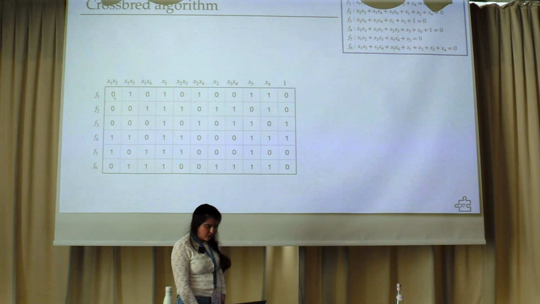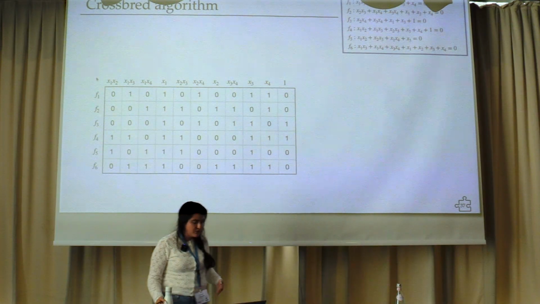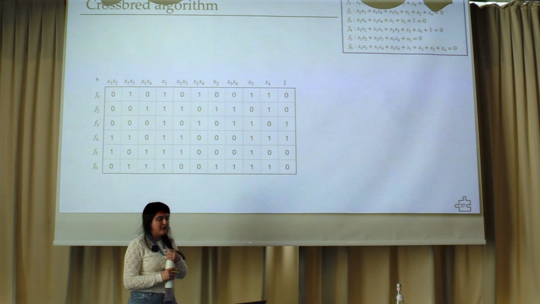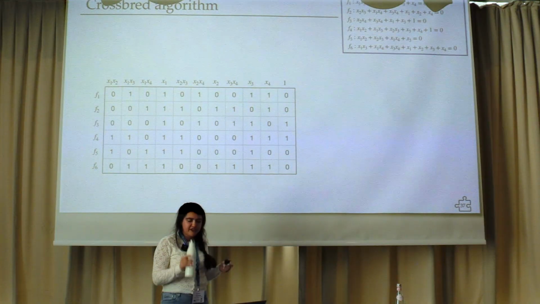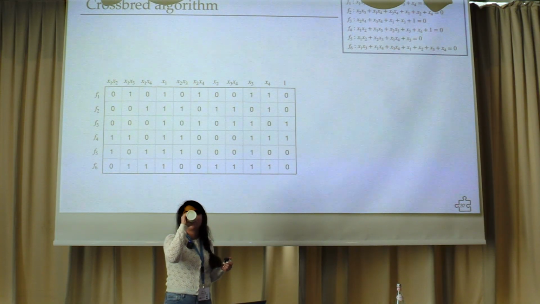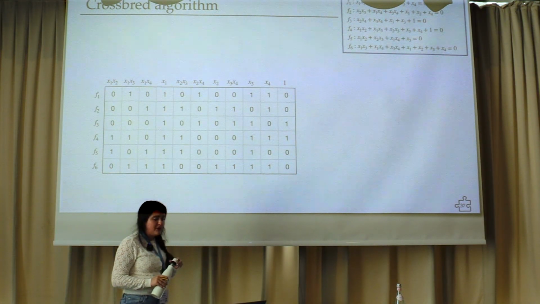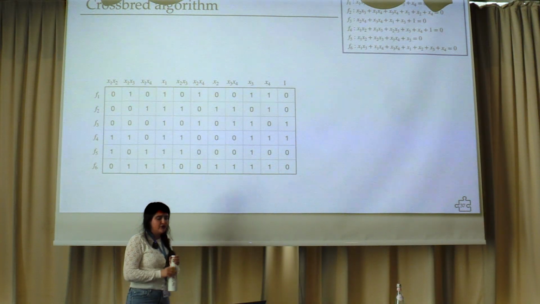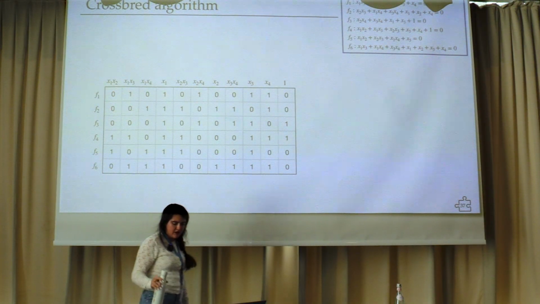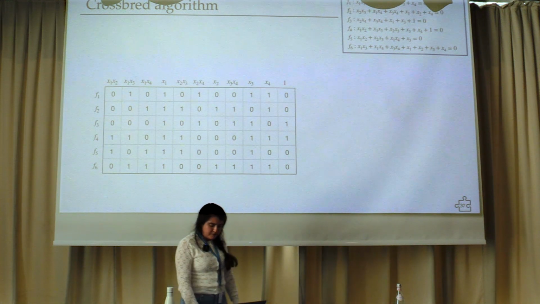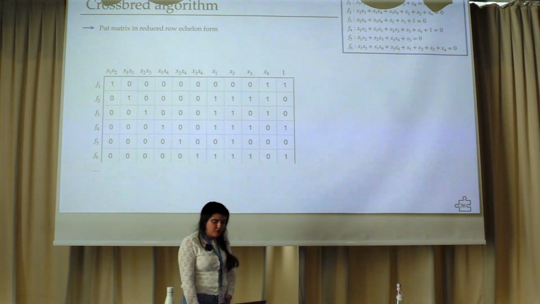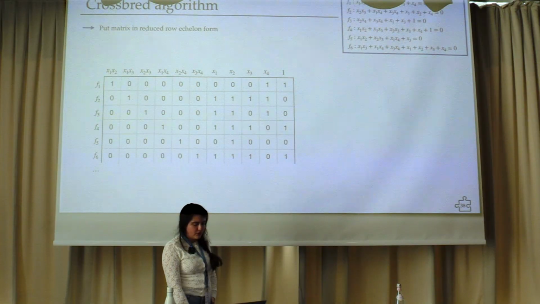So what is happening in this crossbred algorithm? First, let's say this is the Macaulay matrix. If you noticed, I ordered it a bit differently. The columns are in Gravlex ordering because this is going to be good for what we want to do. So first, you put the matrix in reduced row echelon form like this.